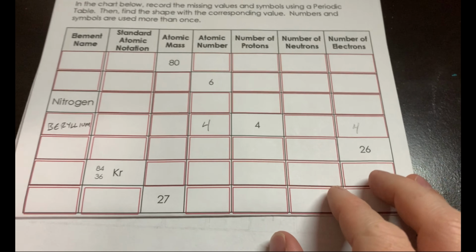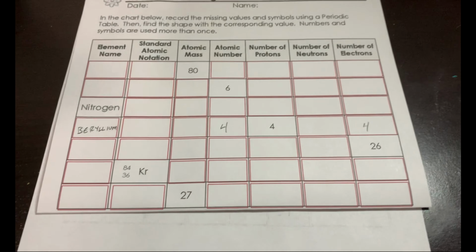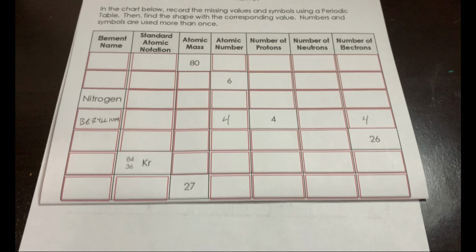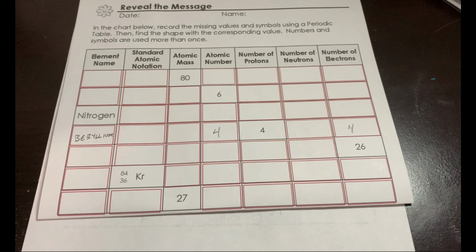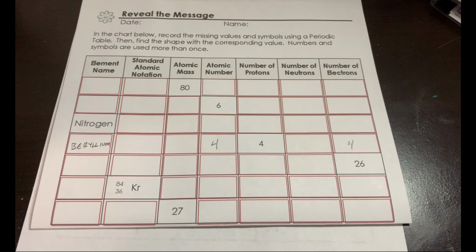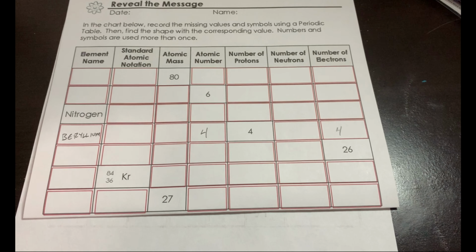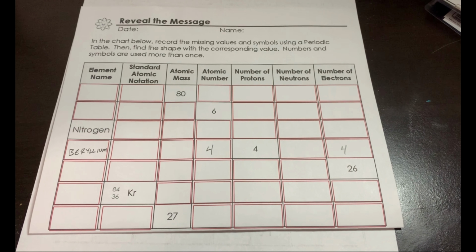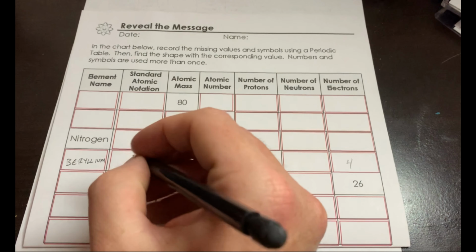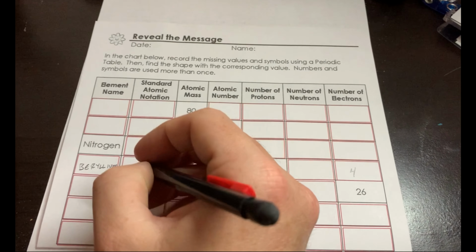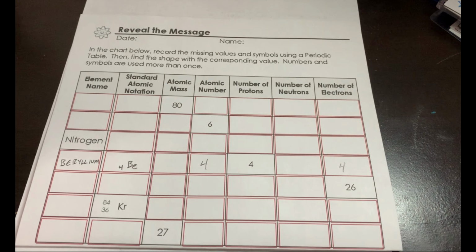I always forget one R and two L's for beryllium. Okay, now I'm going to fill in my standard atomic notation, which is what this worksheet calls it. That's what we're calling our nuclear notation. So beryllium is Be. My atomic number is 4.